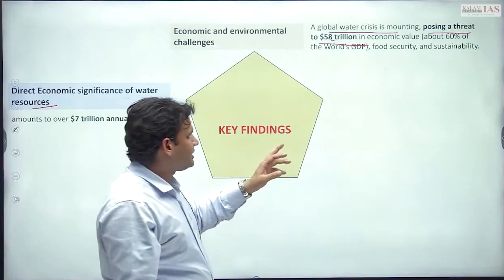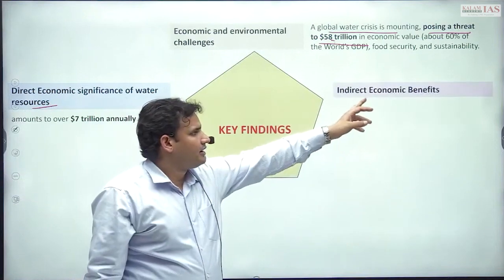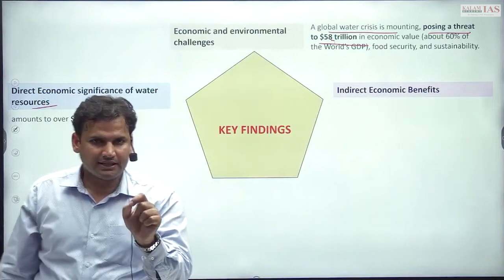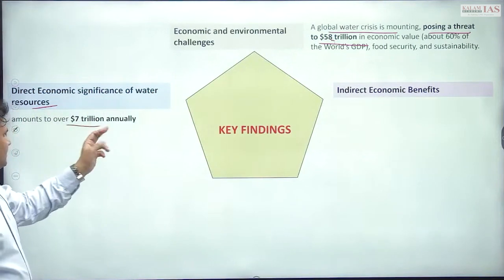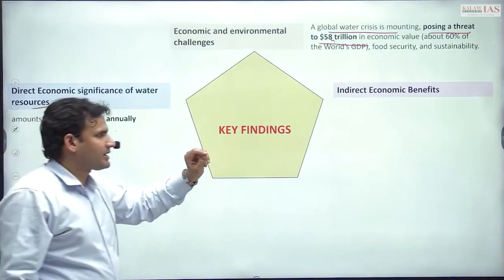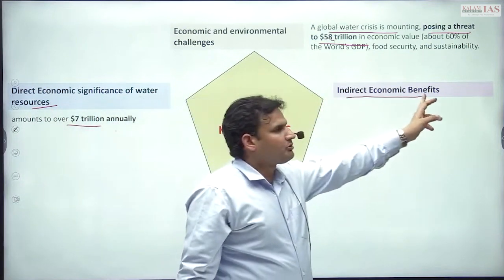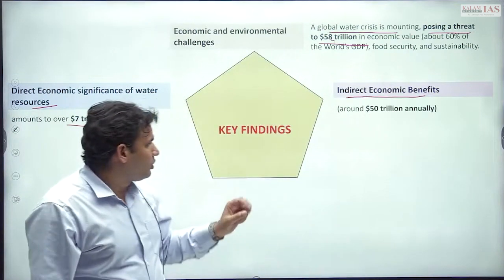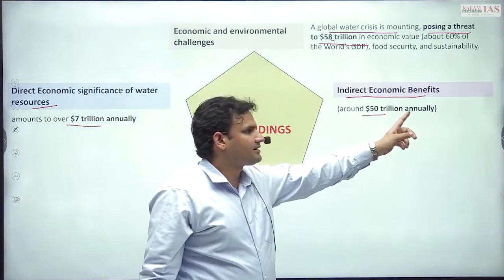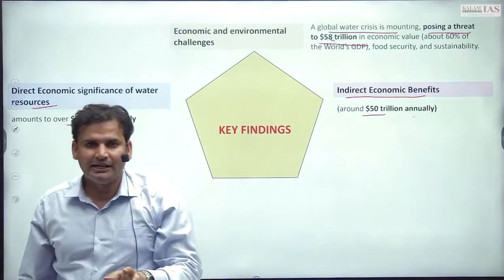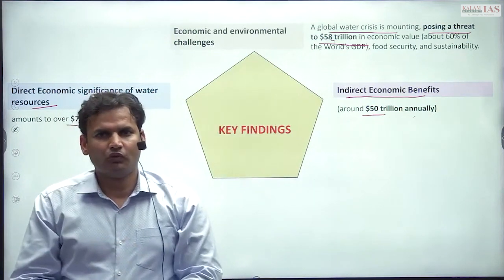Then we have the indirect economic benefits, और direct जो water का benefit है, that is somewhere close to over 7 trillion annually. And you would be surprised to know the indirect economic benefits of water are over or around 50 trillion annually. And we will see what are the indirect benefits and what are the direct benefits of water usage.